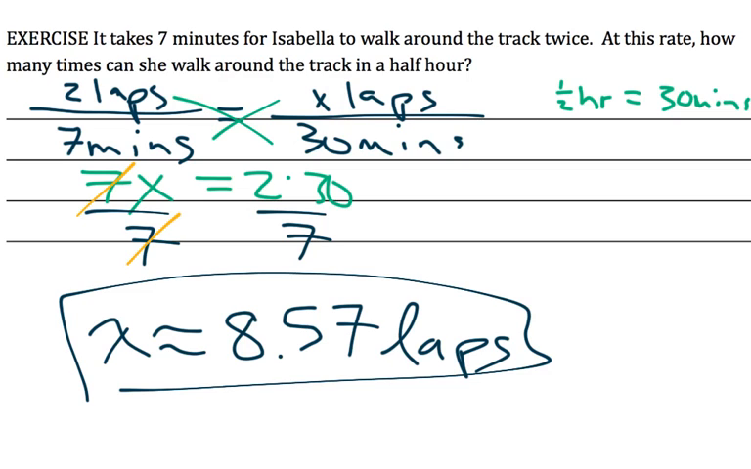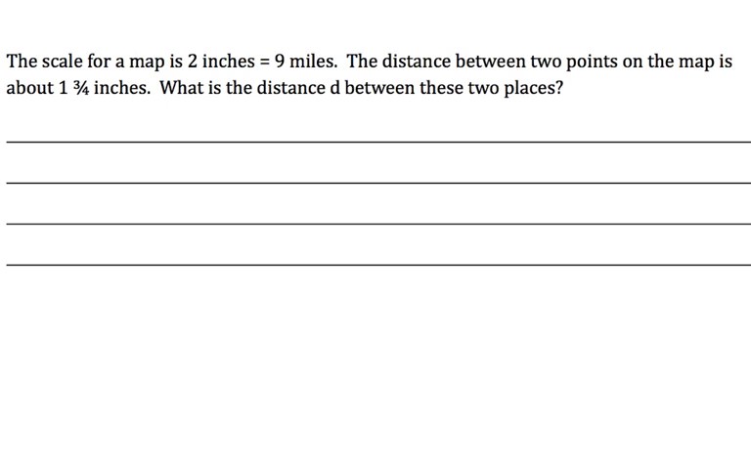Well, if I'm thinking about going from 7 to 30, 7 times 4 is 28, so I should get a number that's maybe a little bit more than 4 times those 2 laps. And so here we are. This seems reasonable to me. I turned to a friend, I asked them about it too. We're good to move on.